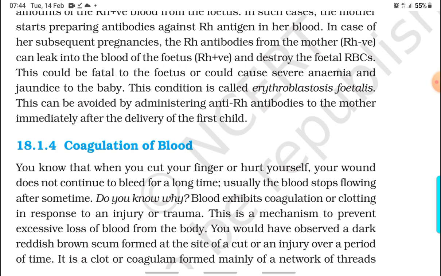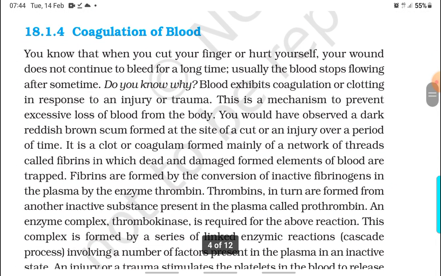In case of her subsequent pregnancies, the Rh antibodies from the mother, that is Rh negative, can leak into the blood of the fetus, Rh positive, and destroy the fetal RBCs. This could be fatal to the fetus or could cause severe anemia and jaundice to the baby. This condition is called erythroblastosis fetalis. This can be avoided by administering anti-Rh antibodies to the mother immediately after the delivery of the first child.